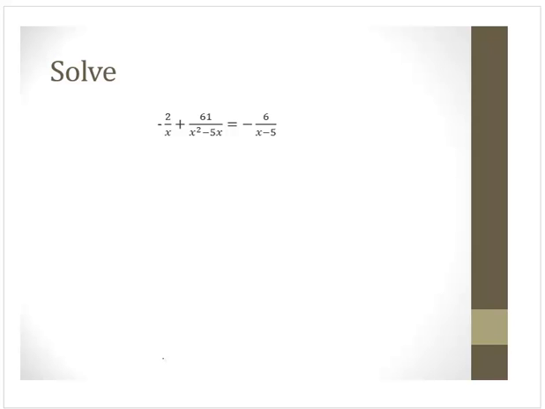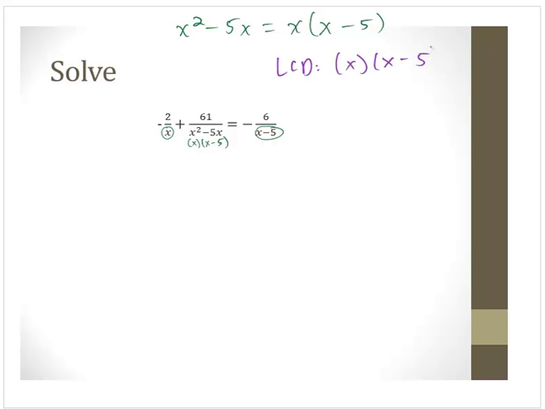So again, I want to multiply through by the least common denominator. But look at that second denominator, x squared minus 5x. Notice that that can be factored as x times x minus 5. So if I look at the denominators, I have an x, an x and an x minus 5, and in the third I have an x minus 5. So I don't need to have any repeats of factors unless we actually have a factor being squared. So the LCD in this case is x times x minus 5.